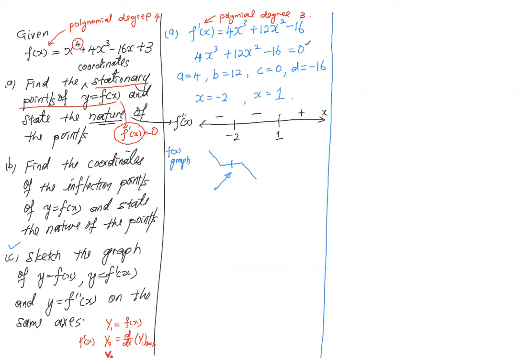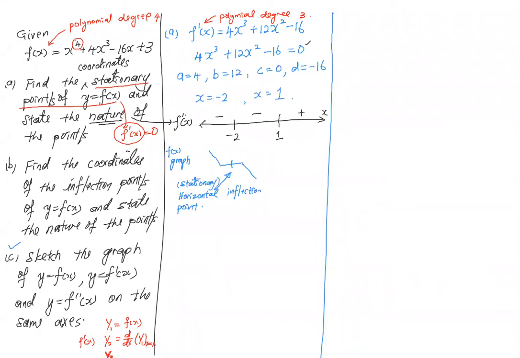If the sign doesn't change, it is a horizontal inflection point. Good. Horizontal inflection point. Or if you don't want to use the word horizontal, you can use the word stationary. Correct?